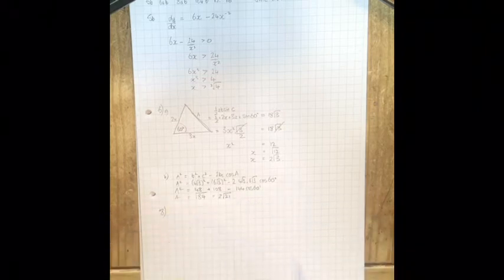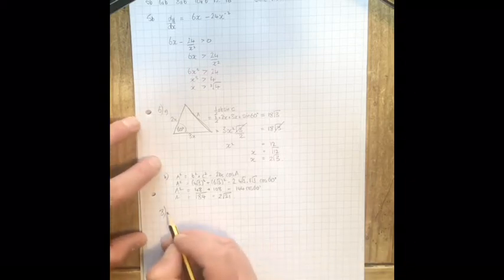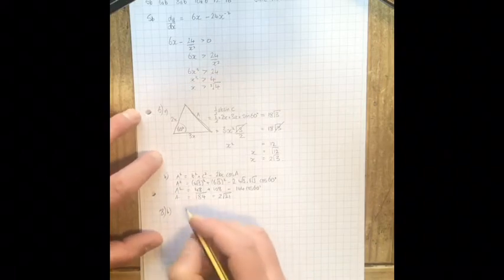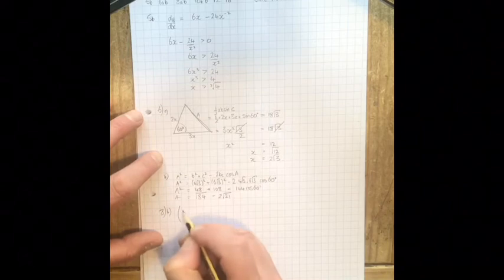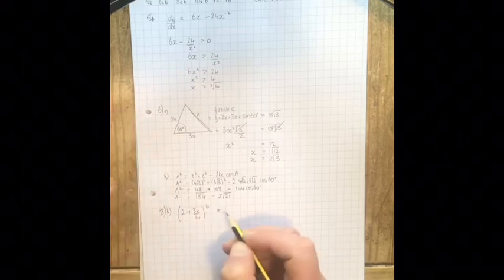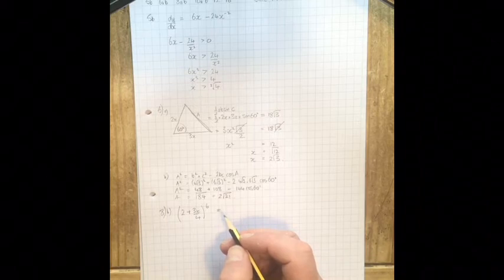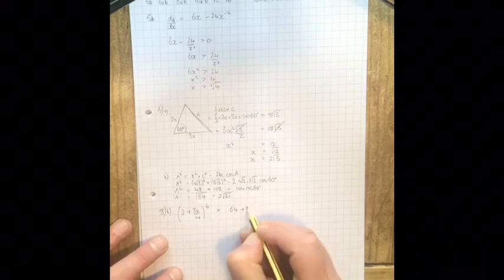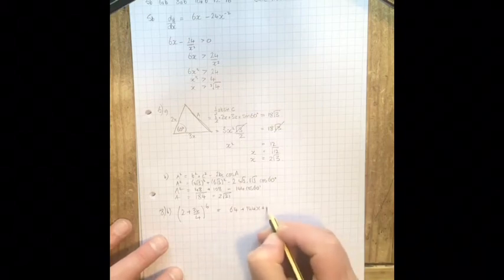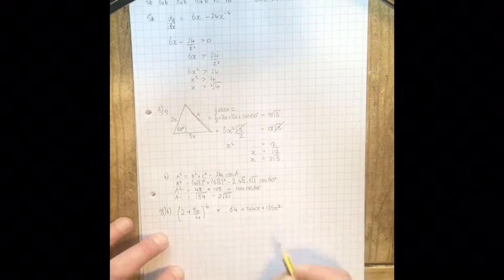Question 8. So again, I need to just pull up the questions. Question 6, question 7, question 8. There we are. 8b. Yeah, a lot of people struggled with this. So you've got an expansion of 2 plus 3x over 4 to the power 6. And the answer you've got for that should be 64 plus 144x plus 135x squared. So that should be your answer from A.